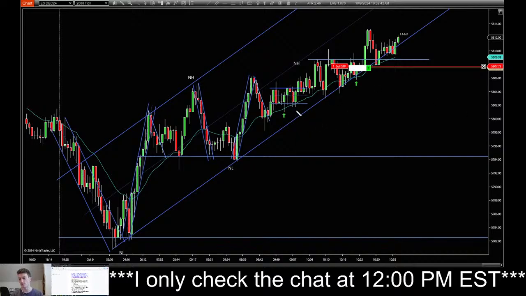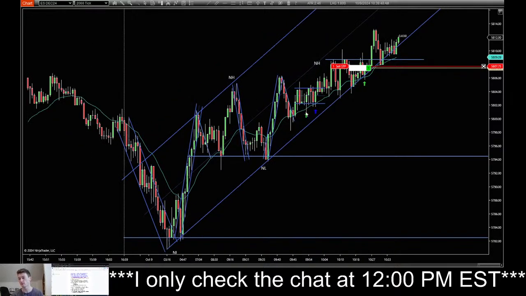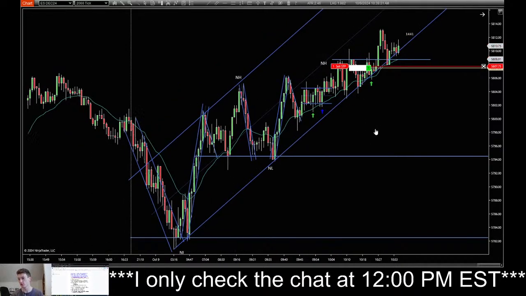Honestly, the only one that I'm confident is a really good trade is that failed second entry. The 2 second entries that I took are both okay, a little bit more aggressive, I think.